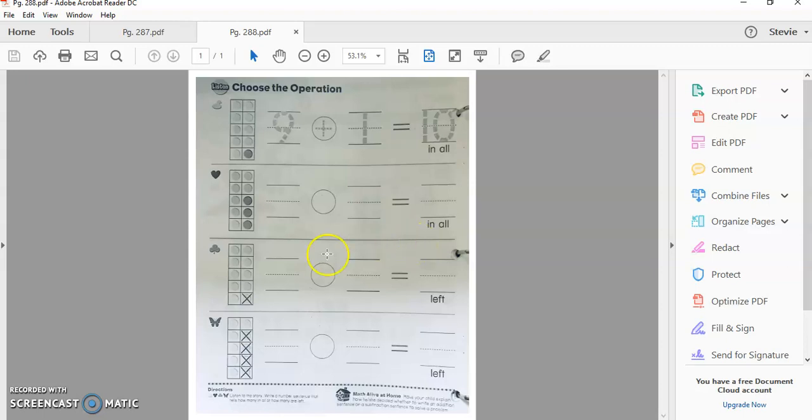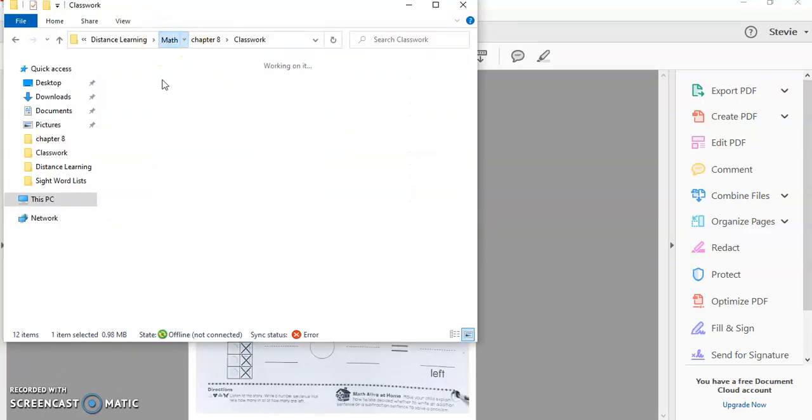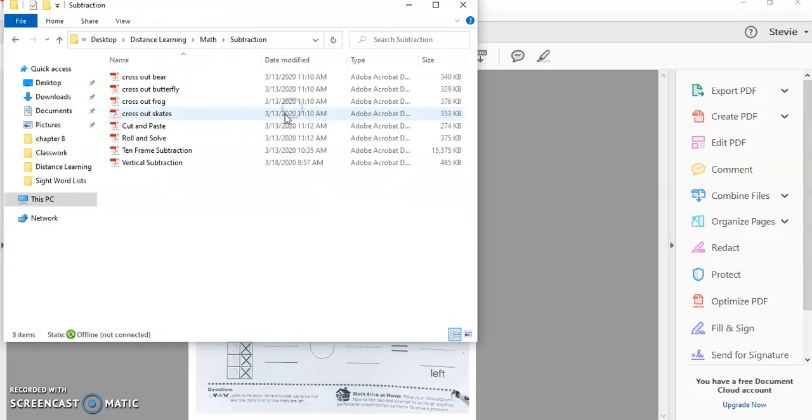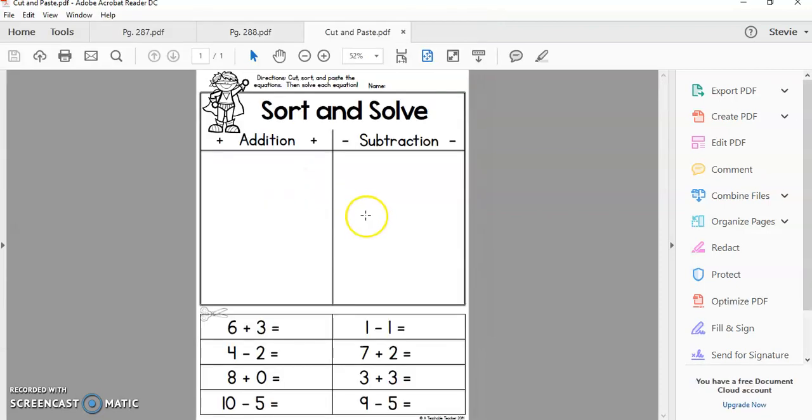All right, friends, go ahead. It is your turn. Your practice today, it looks like this. Let's see. I think you're doing this one. This is the one that you're doing. So you're deciding, is it adding or is it subtracting? And you have to solve it.